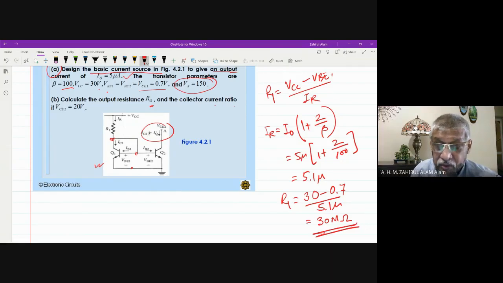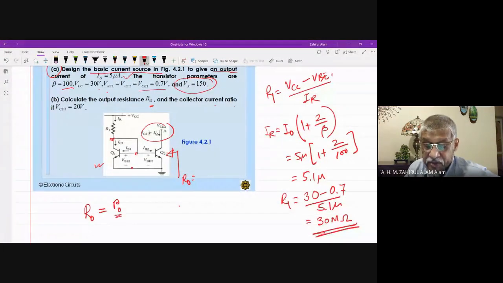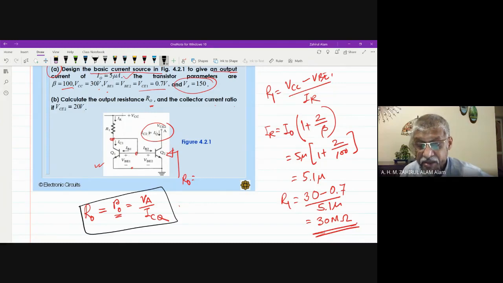The next problem mentioned: calculate the output resistance R0 and the collector current ratio if VC is equal to 20 volt. That means we need to find R0. R0 means the output resistance looking into this location, in the small signal equivalent. Later on I'll draw this equivalent circuit, but we don't need to derive it. For this configuration, the output resistance is the small signal output resistance, which is VA over ICQ. So we can apply this formulation.